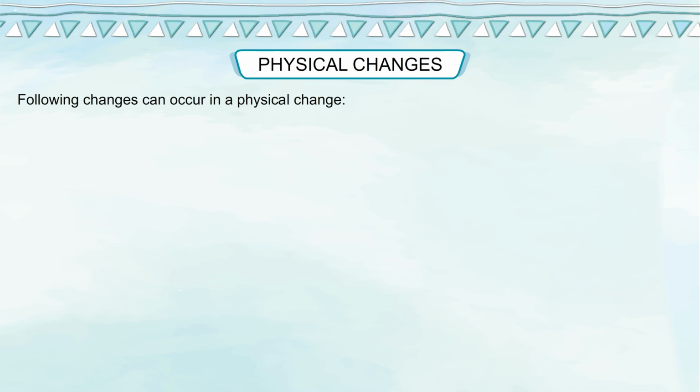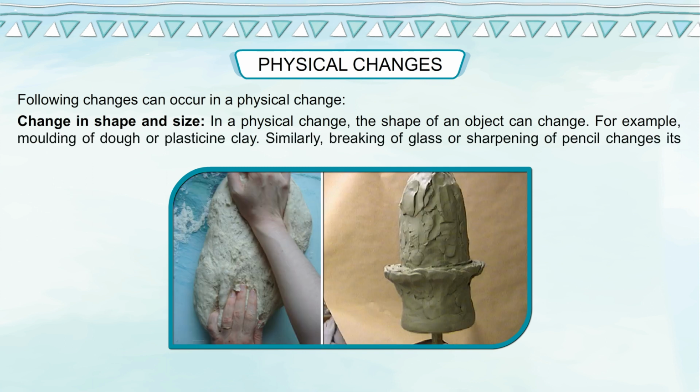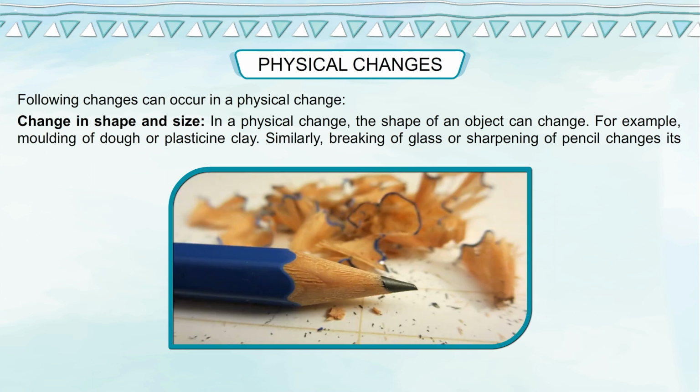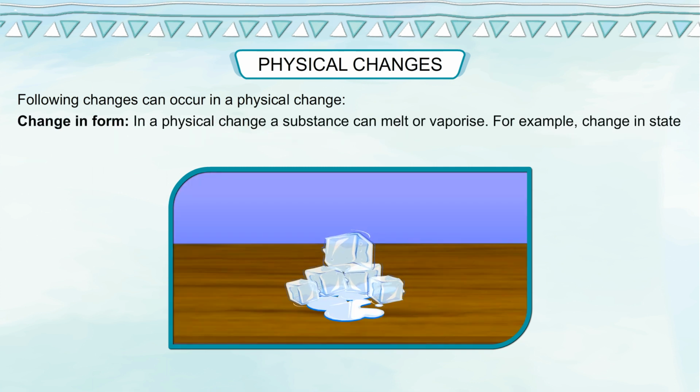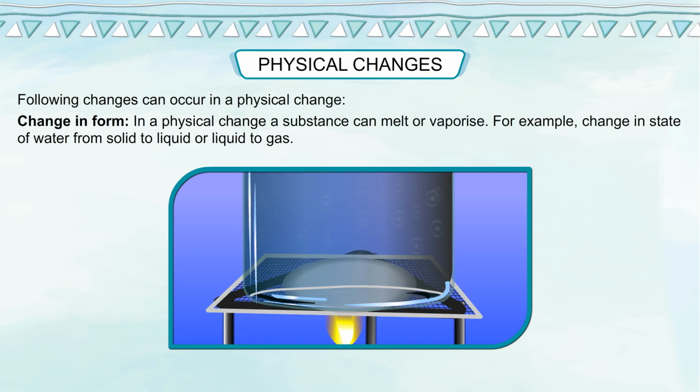Following changes can occur in a physical change. Change in shape and size. In a physical change, the shape of an object can change. For example, molding of dough or plasticine clay. Similarly, breaking of glass or sharpening of pencil changes its size. Change in form. In a physical change, a substance can melt or vaporize. For example, change in state of water from solid to liquid or liquid to gas.